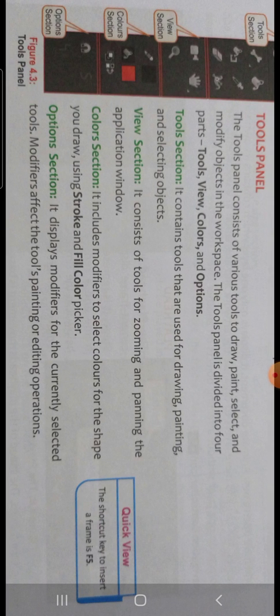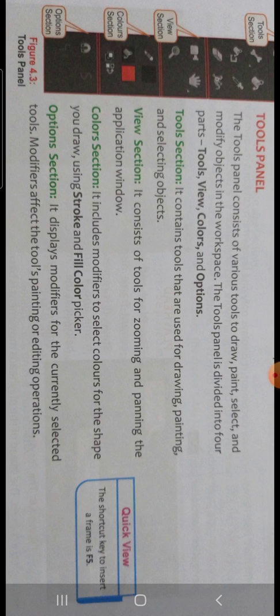The tools panel. Panel means a collection of something. So tools panel means a panel that consists of various tools. These tools are used to draw, paint, select, and modify objects in the workspace, that is, on the stage. The tools panel is mainly divided into 4 parts, and these are tools, view, colors, and options.